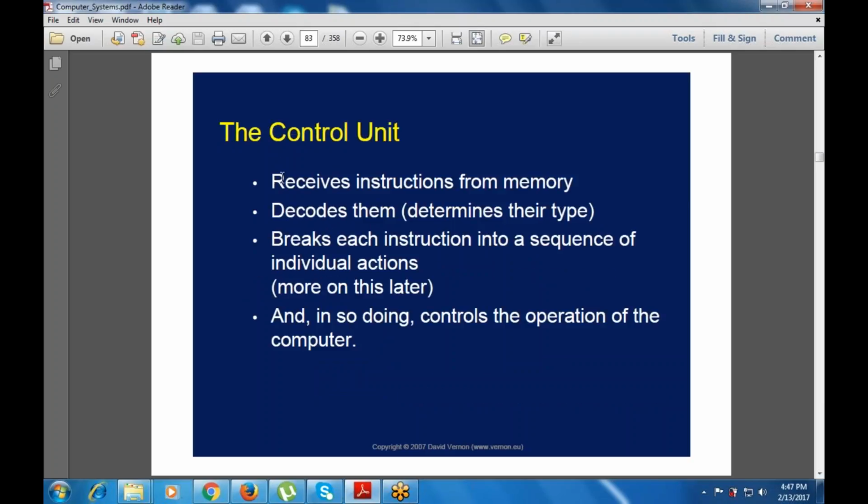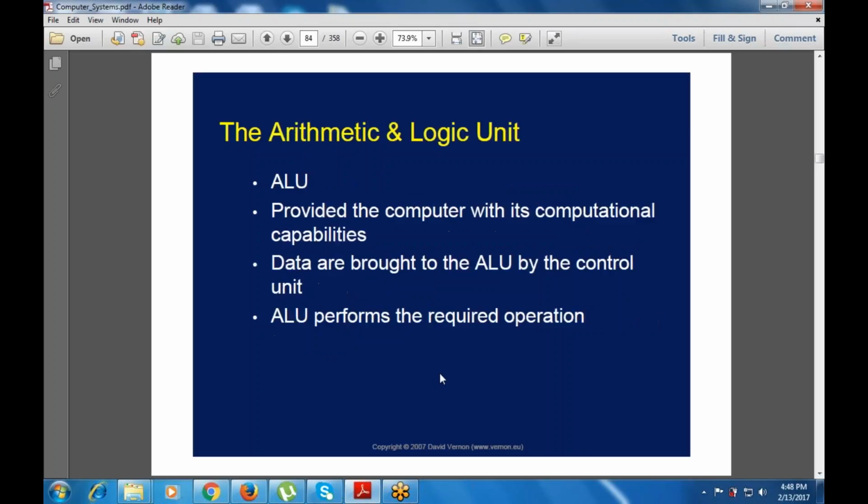So what is a CU? This receives the instruction from the memory and decodes it. That means it is converted into multiple bytes. Then it breaks each and every instruction into a sequence of individual actions. More on this later. And in doing so, this controls the operation, whatever the instruction that we are dealing with, and in so doing, controls the operation of the computer.